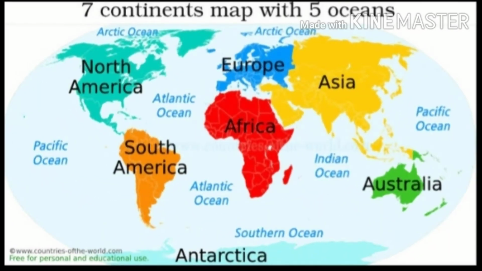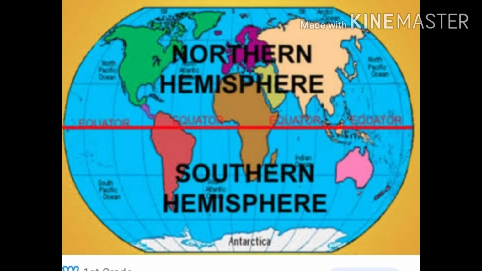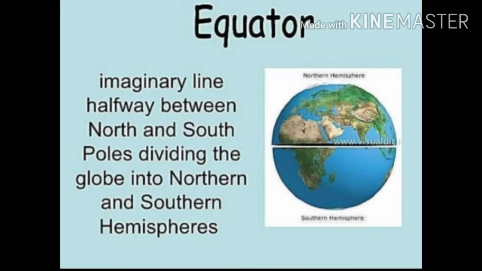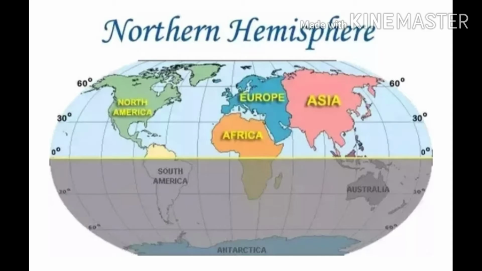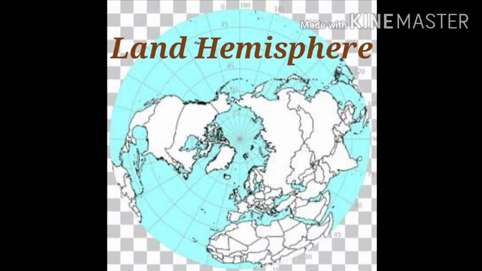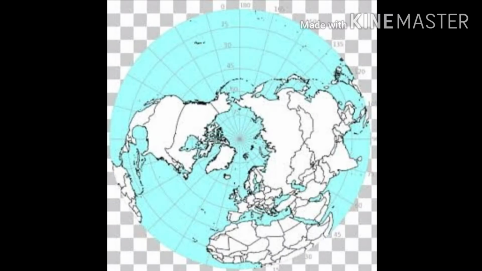Now if you look at the map, the whole world is divided into two major parts, the northern hemisphere and the southern hemisphere. The equator is an imaginary line that divides the whole world into these two sections. If you notice, children, most of the landforms you will find in the upper part of the earth, that is the northern part of the earth, and this northern part is also known as the northern hemisphere or land hemisphere, as it has most of the land available in this region.